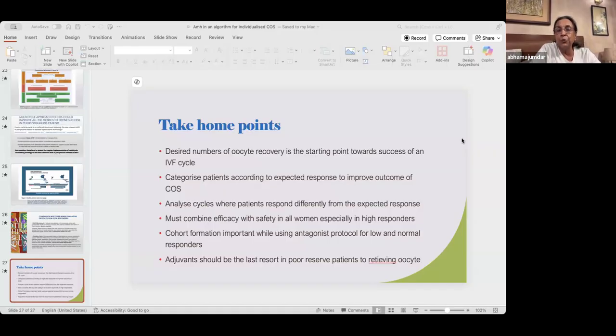Tejashree has brought in leuprolide also. So in fresh transfers, we can also give leuprolide instead of HCG after transfer, on the day of transfer if it is a day 5 transfer. If it is an earlier transfer, then on day 6, 7 or 5, 6, 7.